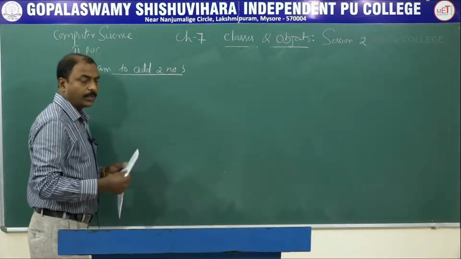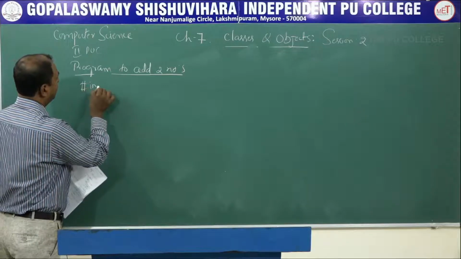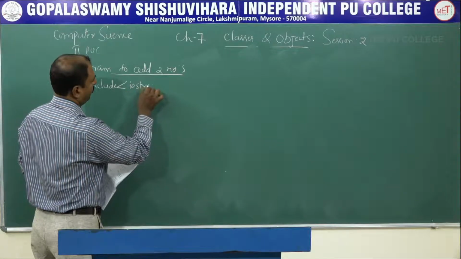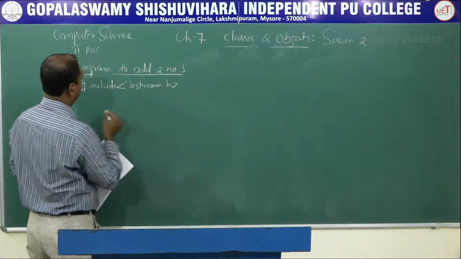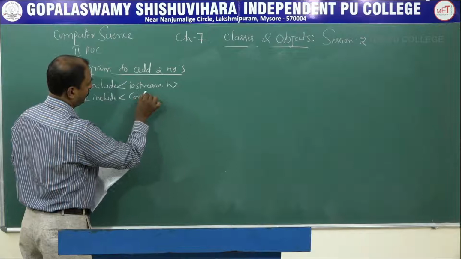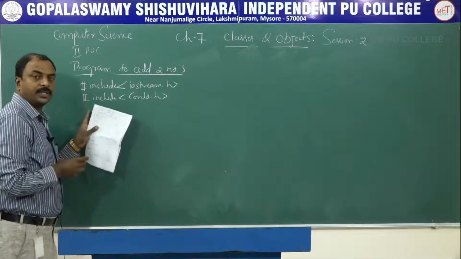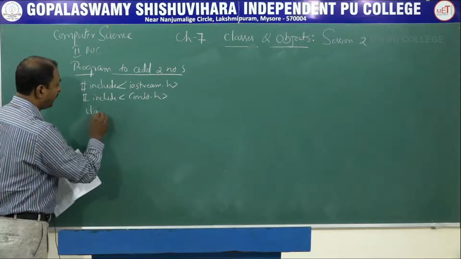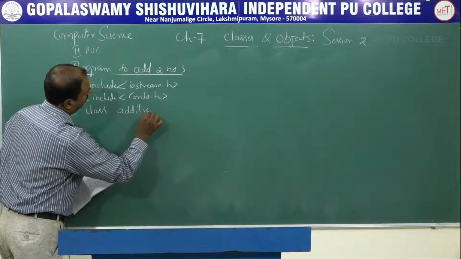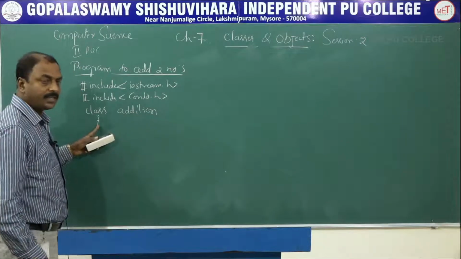And all of you know how to start the program. Here we'll start with #include <iostream.h>, #include <conio.h>. Next, immediately after this, we have to define a class. Class is a reserved word, and here the class name is addition, open the bracket. Next, we have to declare variables under the private access specifier.